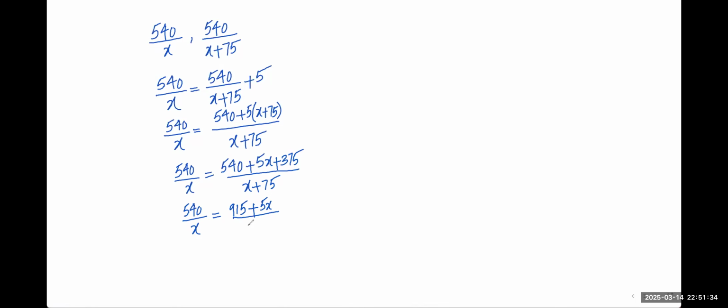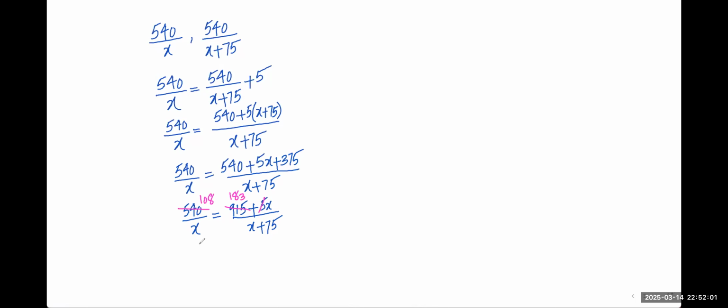If you know any other method, you can apply it. We only have to solve it and get this answer, which is given in the question paper. It is divisible by 5. So if you cancel the 5, you will get 183, and cancelling 5 on the other side, you will get 108.